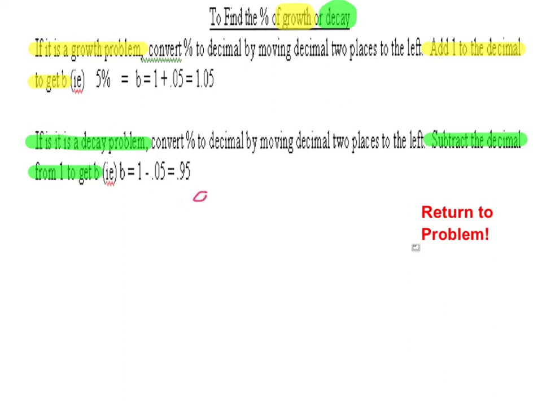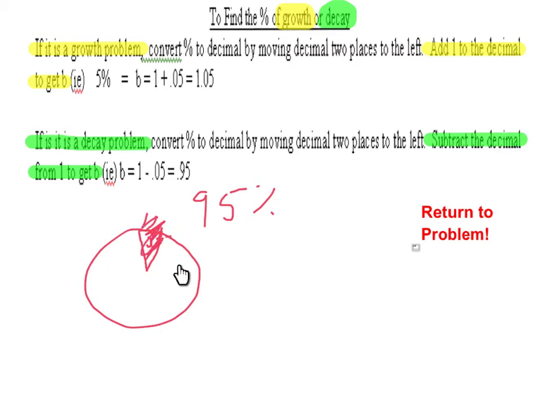And the reason is, if you think of it like this, here's your whole amount, and you're going to lose 5%. It's going to go away. It's decaying. You're losing 5%. If that's gone, well, what's left? 95% of the original will be left. That's why with decay, we have to subtract from 1.